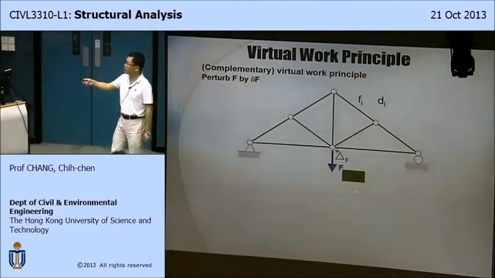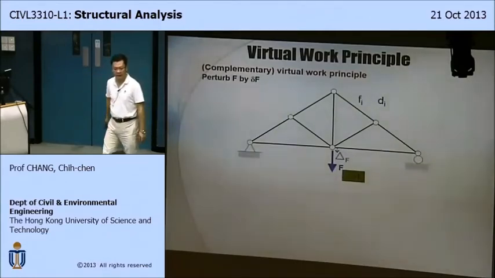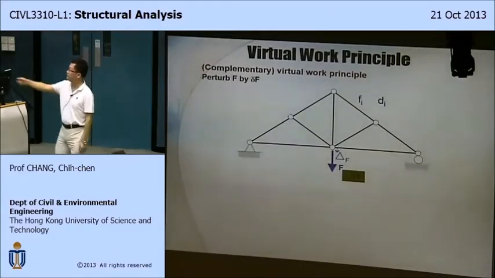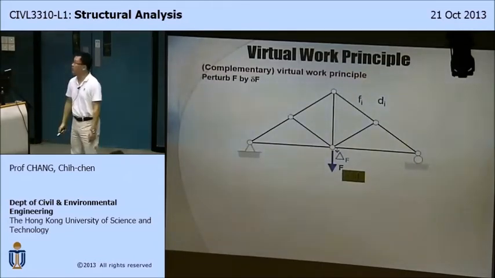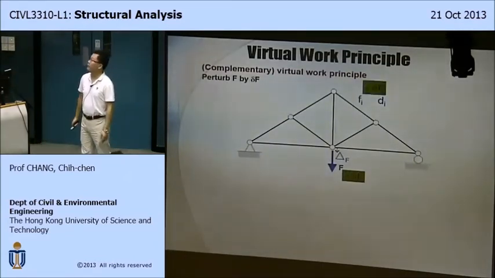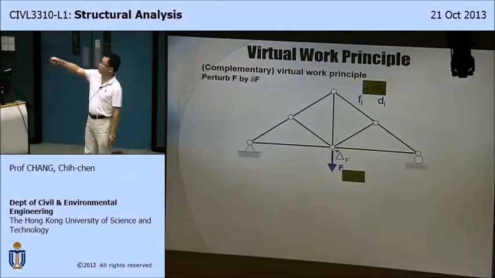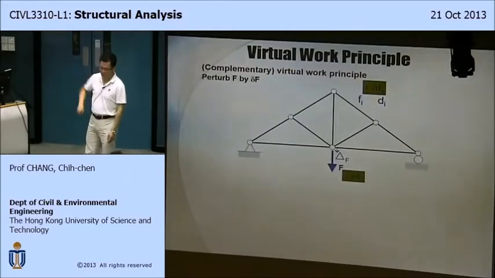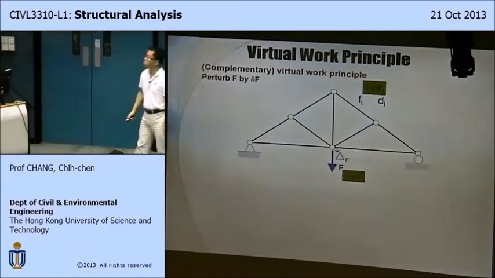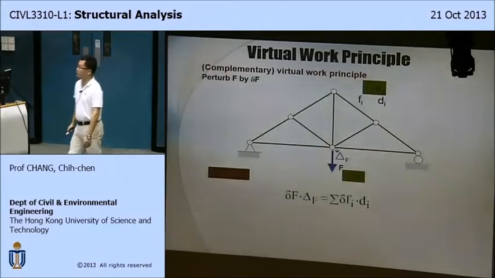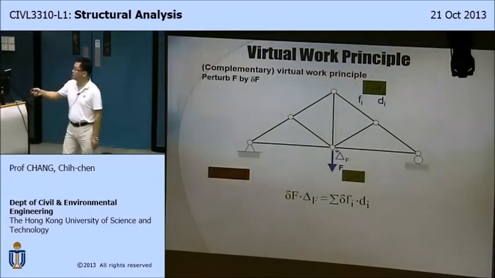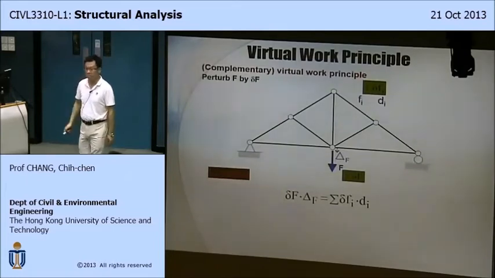So now I artificially inject an imaginary force into it. This imaginary force I call delta F. So basically, this delta F is going to create an additional member force called delta small f. So I'm following this virtual work principle, delta W equals delta U. And this is the equation I'm going to use.